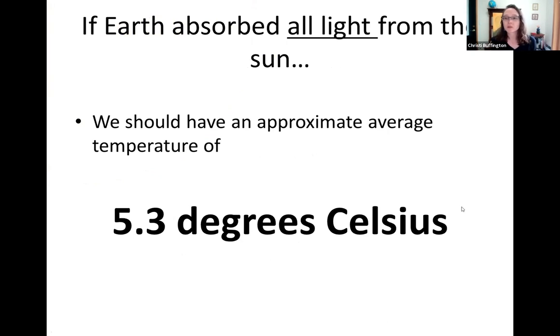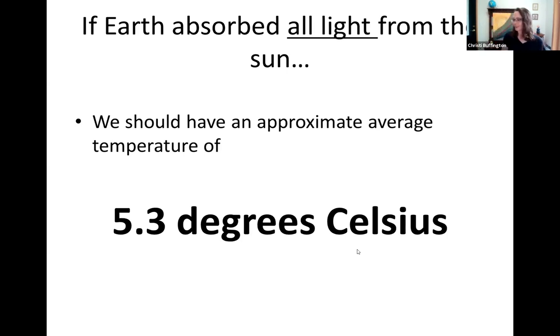So if Earth absorbed all the light from the sun, we would have an approximate average temperature of 5.3 degrees Celsius. Now get your purple calibration thermometers out and try to find 5 degrees Celsius on there. And if you need conversions, use the conversion, put in the chat.